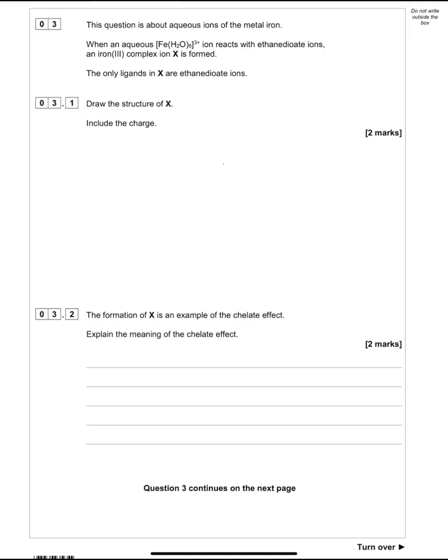Remember that the structure of ethanedioate has two carbonyl groups, and attached to each is an oxygen with a negative charge. The charge of this is 2 minus. So let's draw this one. It's going to be octahedral, as we know. So there will be 3 molecules of the ethanedioate ion surrounding the iron, making coordination with the iron.